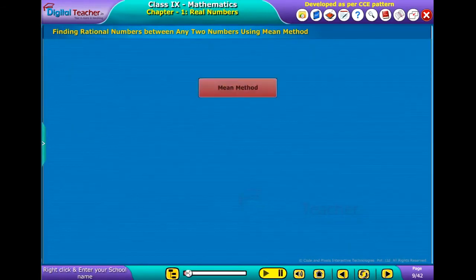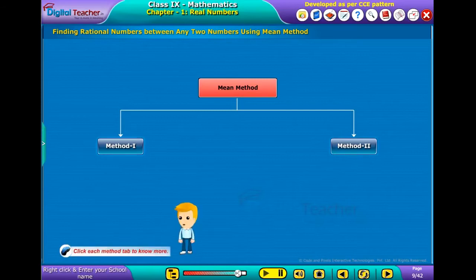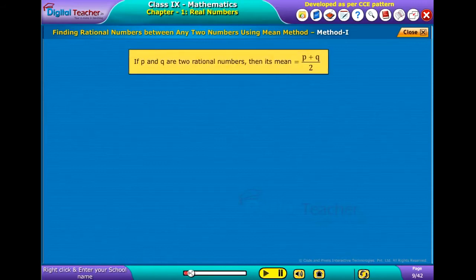Let us discuss how to find the rational numbers between any two numbers using the mean method. The mean method is categorized into 2 types, namely method 1 and method 2. Click each method tab to know more. Method 1: if P and Q are 2 rational numbers, then its mean is (P plus Q) by 2.